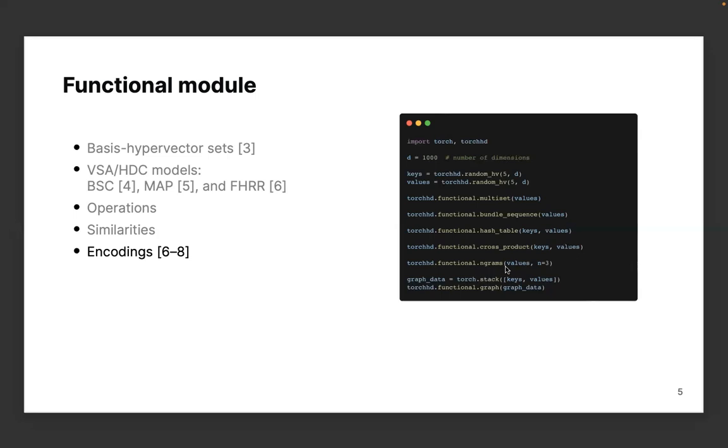Another example is the n-grams, which is commonly used in text classification. So this would create n-grams of the sequence of hypervectors that is provided in the values tensor, and then create the multiset of all these n-grams. If there are any questions on specific ones here, we can go back to them.